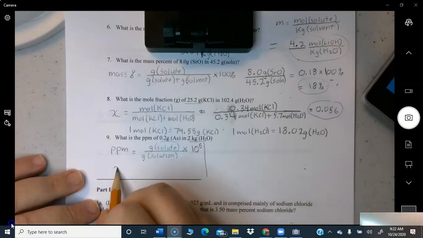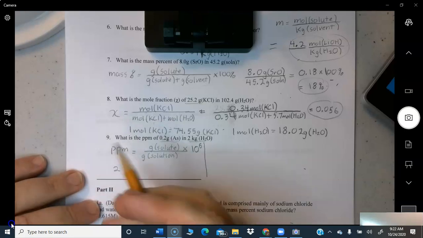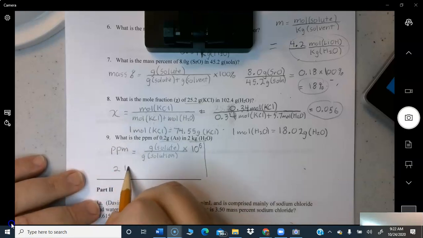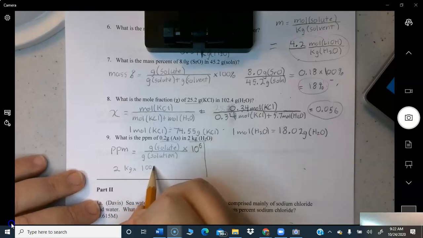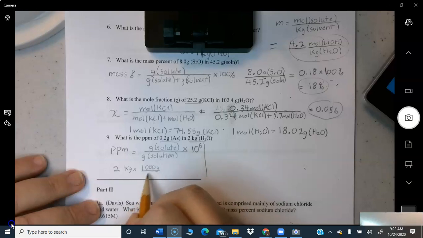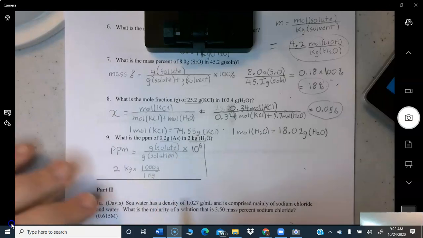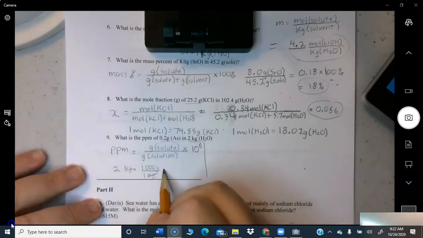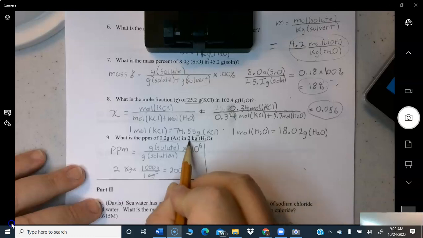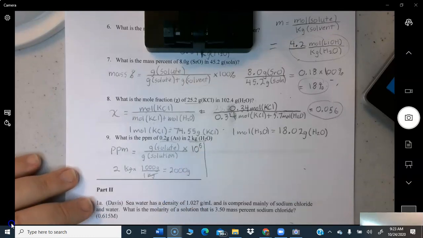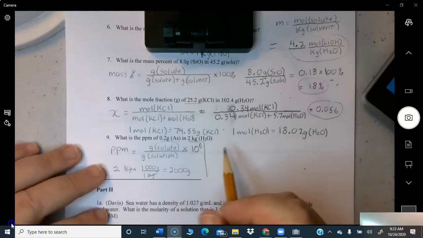So 2 kilograms is 2,000 grams. That's one you should just have memorized. Kilo means 1,000, okay? So your conversion is 1,000 grams for every 1 kilogram. It doesn't matter what you're talking about, so you don't have to put solute or solution here. It's kilograms, and that equals 2,000 grams. So we have 2,000 grams of water, okay? So now we're going to set up this problem.